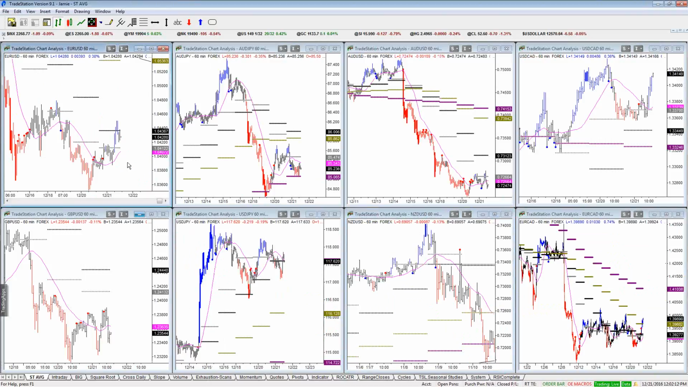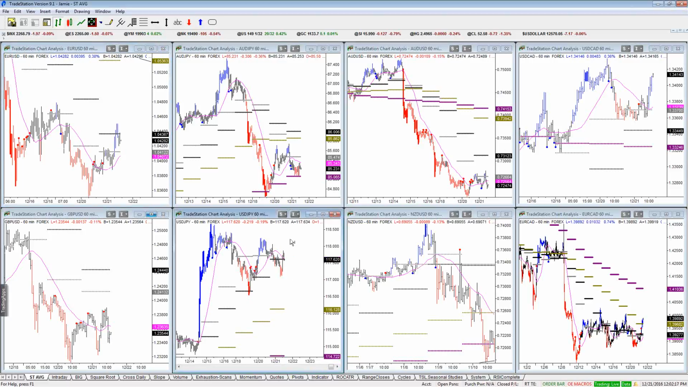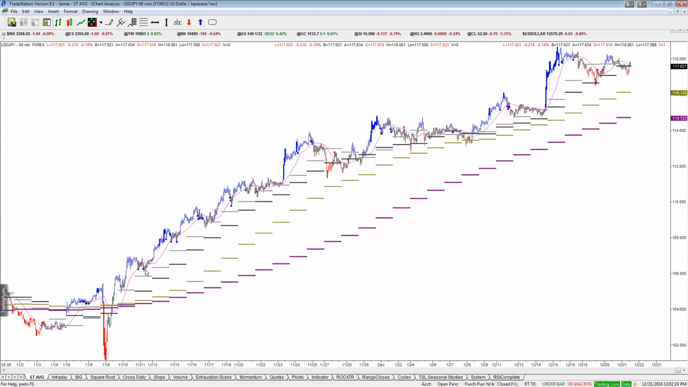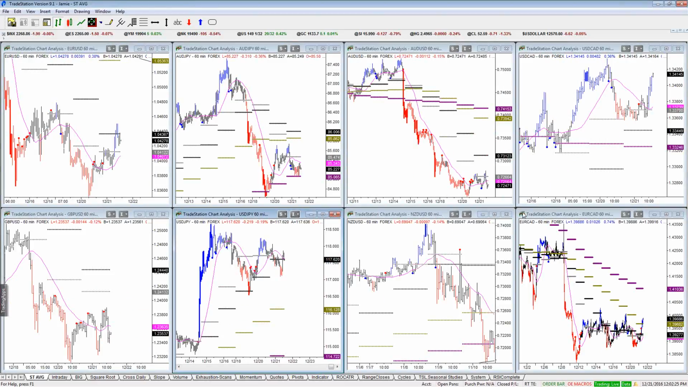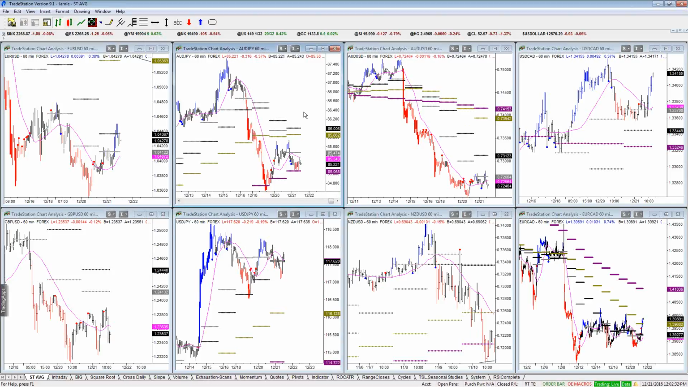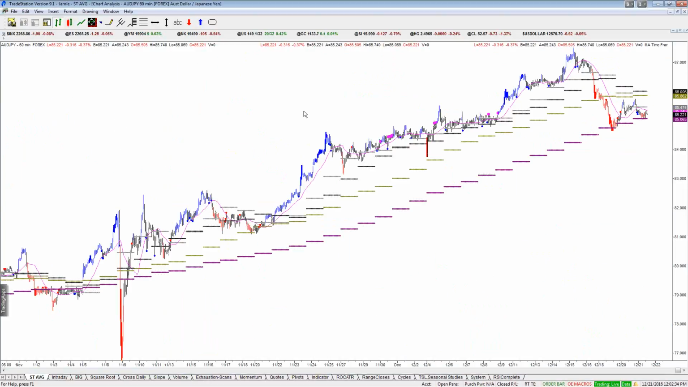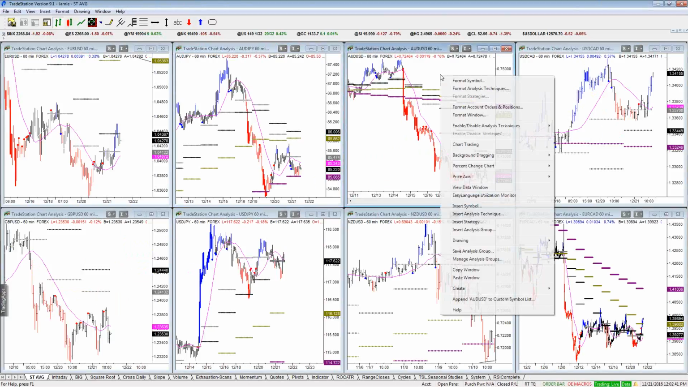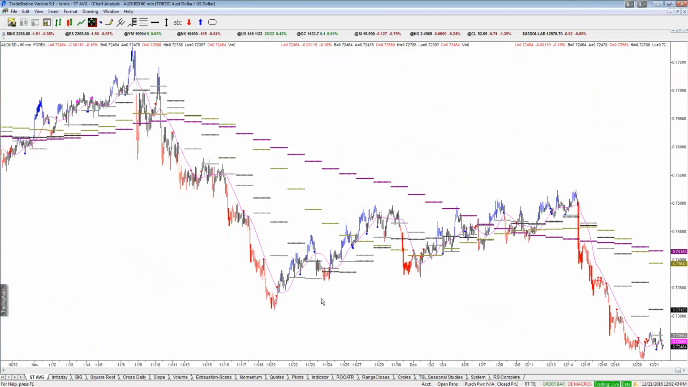Let's see. Dollar yen, it kind of slipped below it actually most of the time. Aussie, it's worked pretty well. Aussie, this is Aussie yen, not Aussie dollar. Aussie dollar is right here. It's worked pretty well, right?